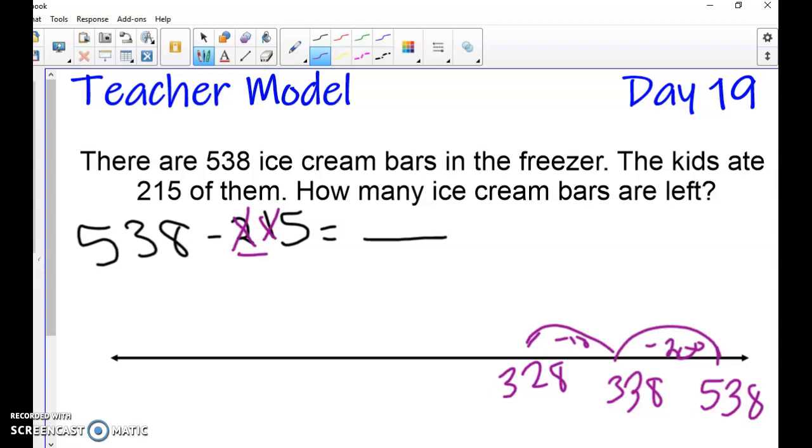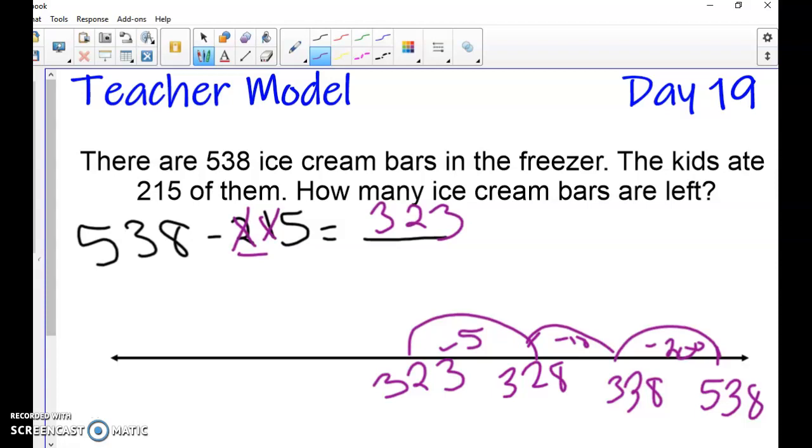And lastly, I need to subtract 5 ones. Well, that's easy. I need to think of it like this. What is 8 ones minus 5 ones? 8 ones minus 5 ones is 3 ones. So the only number that's going to change this time is my ones place. So 328 minus 5 is 323. 538 minus 215 is equal to 323.